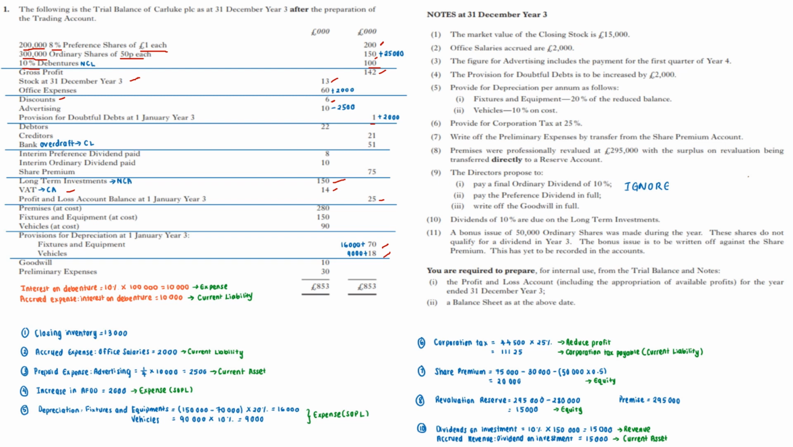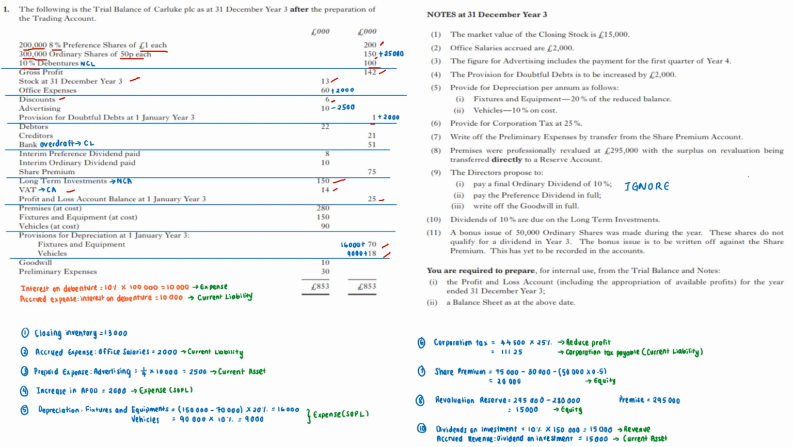Goodwill is your non-current asset, intangible non-current asset, as I've explained in the lecture. Preliminary expenses is the one that I've mentioned before, that this will not be seen in any of your statements. Instead, this preliminary expenses will be deducted from your equity, one of your equity. So I'll explain to you further when we come to the calculation. Right, so you have all the notes here.